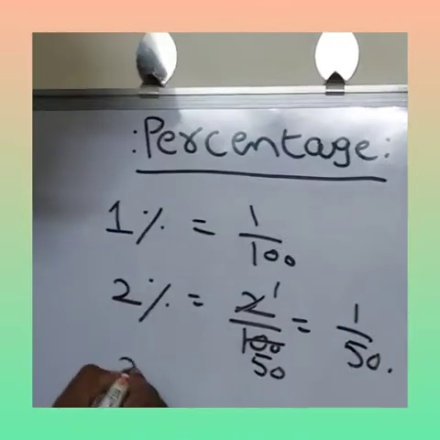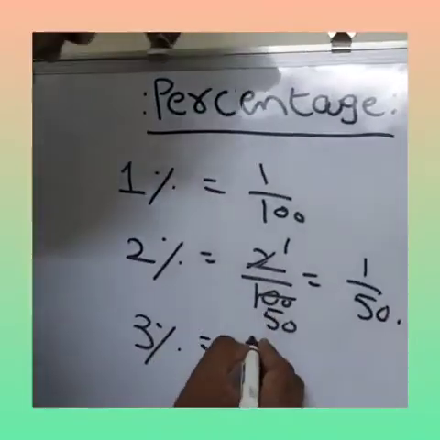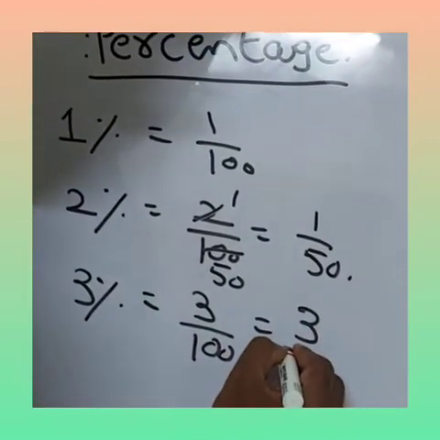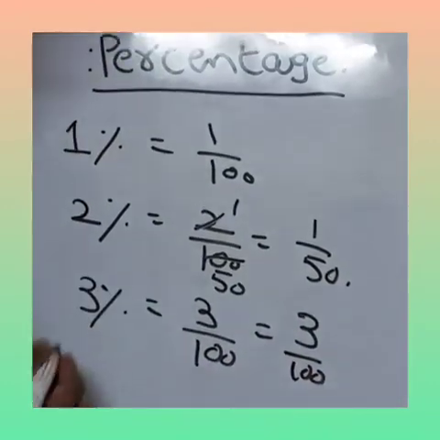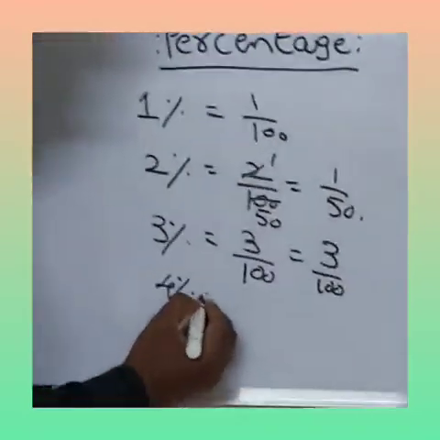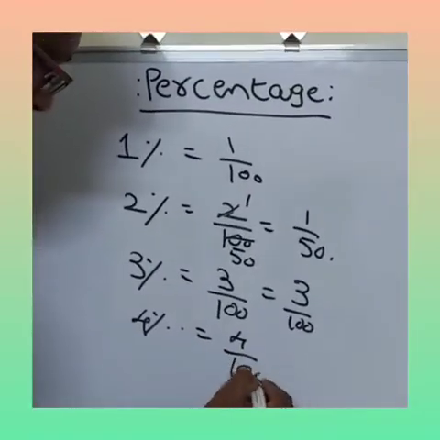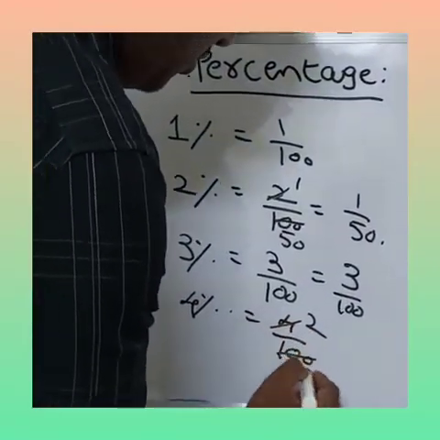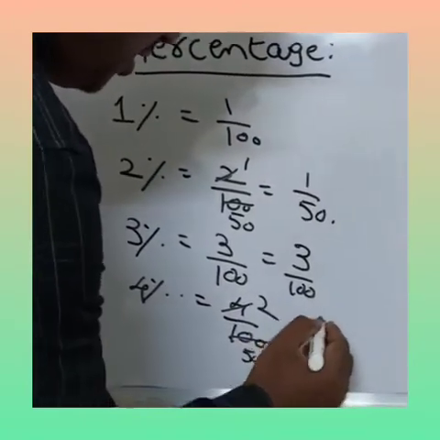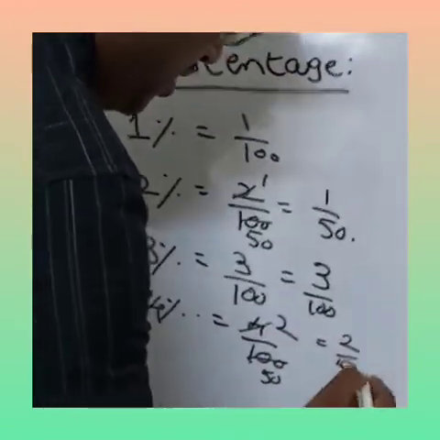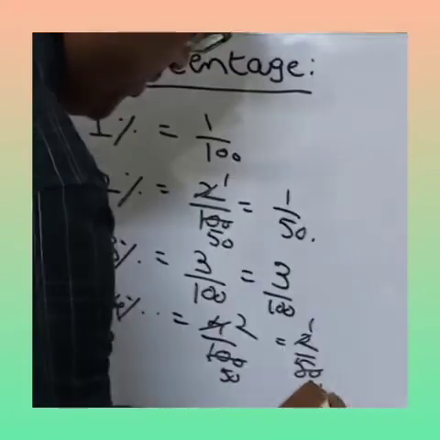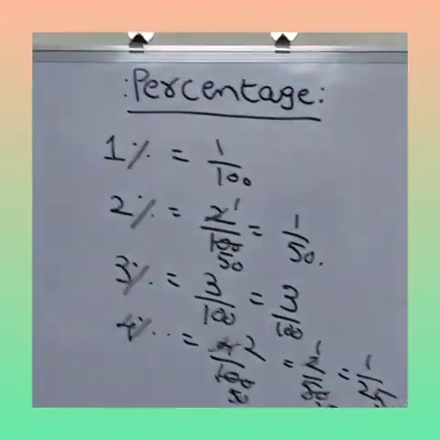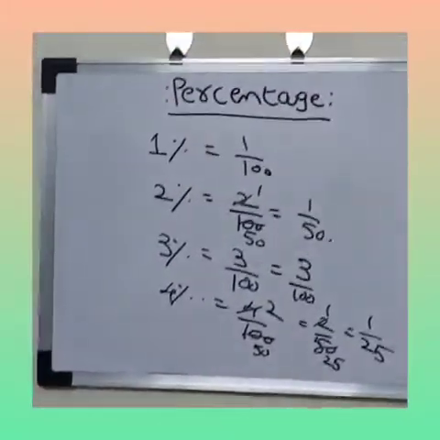Similarly, 3%. 3% is 3 parts of 100, that is 3 by 100. There is no change. 4% is what? 4 by 100. When we convert to the fraction, 2 twos are 4, 2 fives are 10. Again, if you divide this, 2 ones are 2, 2 twelves are 25. So the equivalent fraction is 1 by 25. This is the way you convert a percentage to fraction values.